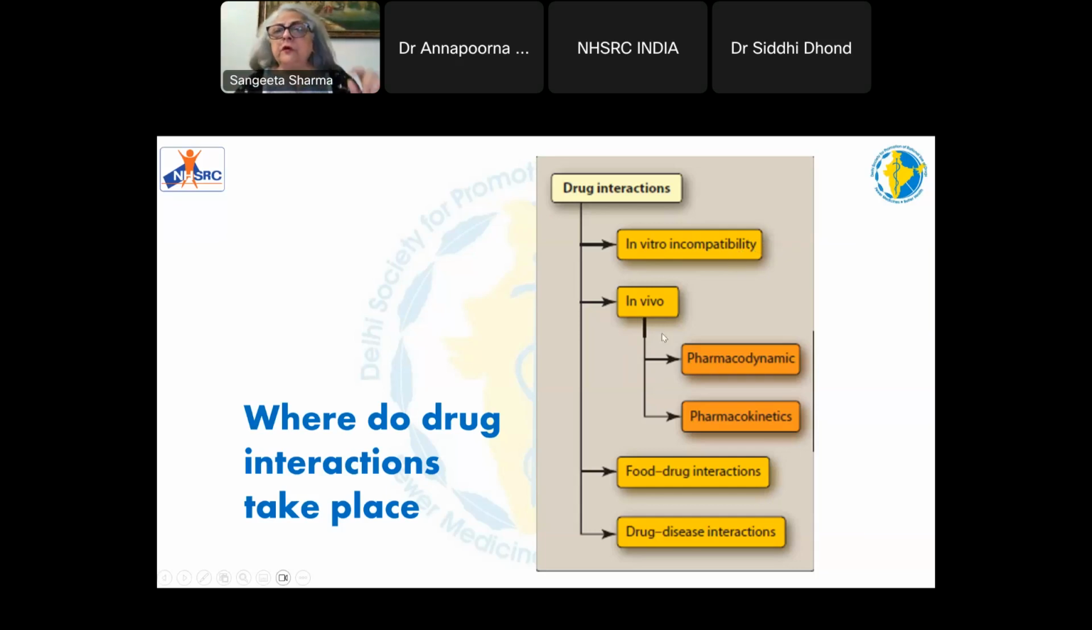Then there is in vivo. As I told you, it could be pharmacodynamic, what the drug does to the body, and it could be pharmacokinetic, how the absorption, metabolism, excretion is altered. And then it could be food-drug interactions, the type of food we take. Some drugs are to be taken on an empty stomach, some with a full stomach. And then lastly, there could be drug-disease interactions. So these are the different types of interactions that can take place. I will give you an example of each of these.